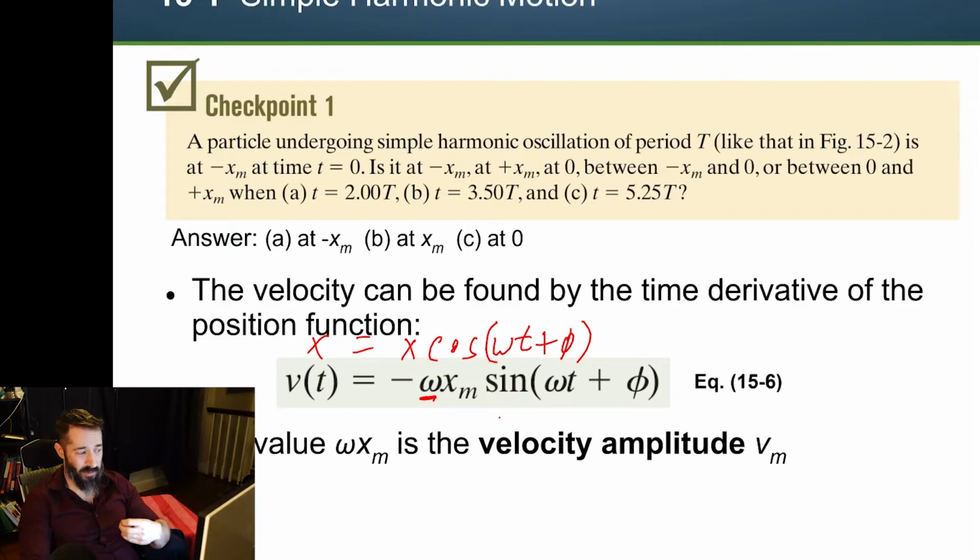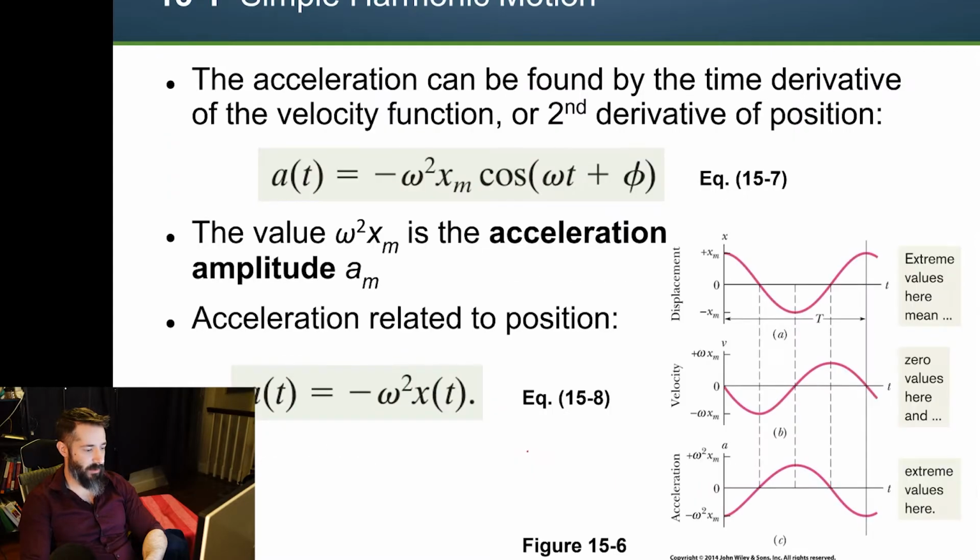So that's one derivative. Just like the original kinematic equations we did in chapter 2, if you take a second derivative, you're going to get the acceleration, right? We're going to get an omega squared here. This is going to switch back to cosine. And I think we'll show that in a bit here too. That'll come back up. So you have the velocity amplitude is what this equals.